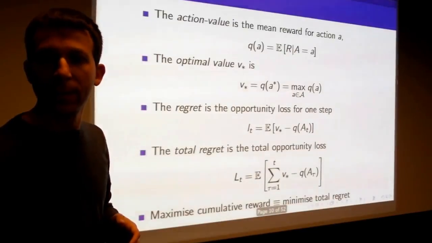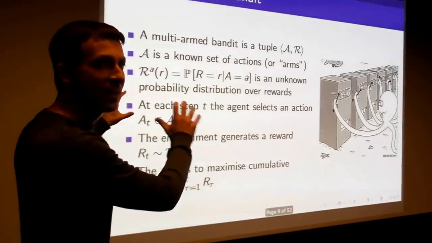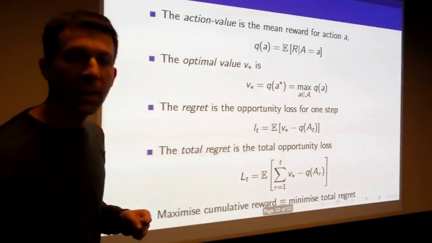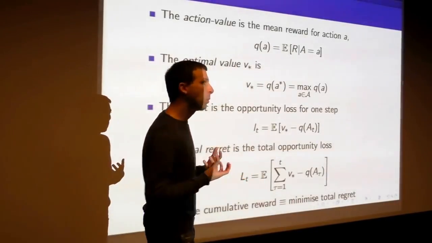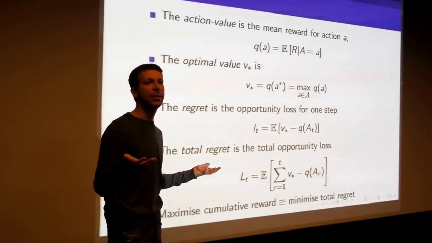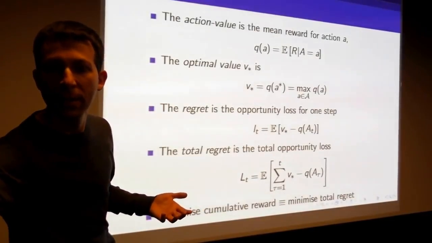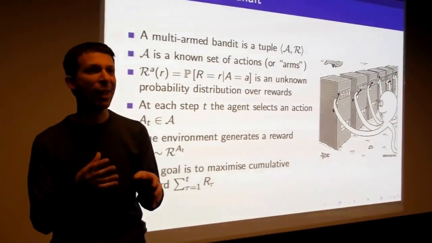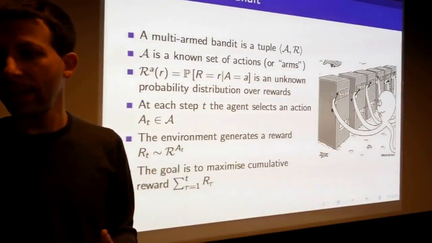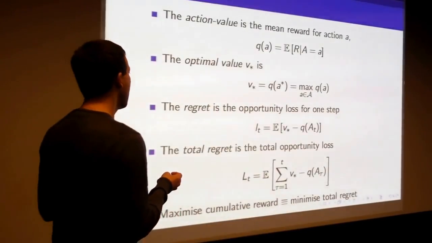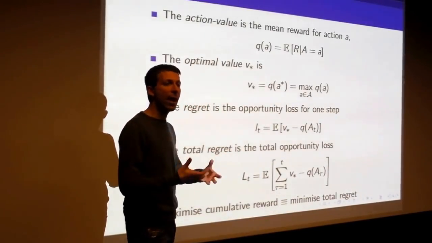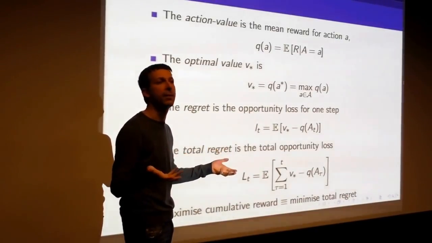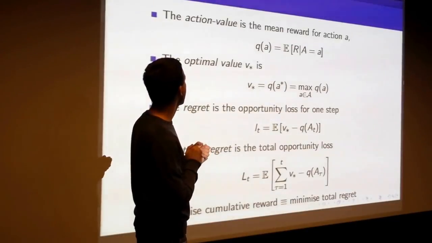So are people clear about the setup, first of all? Should be fairly straightforward. So now we're just going to try and understand what it means to do well in this domain. So, we've got this criterion where we want to maximize the cumulative reward, but we're going to flip it around to talk about opportunity loss, known as regret, rather than the amount of reward we've got, like how much worse have we done than the best we could possibly have done. And that's what we call regret.